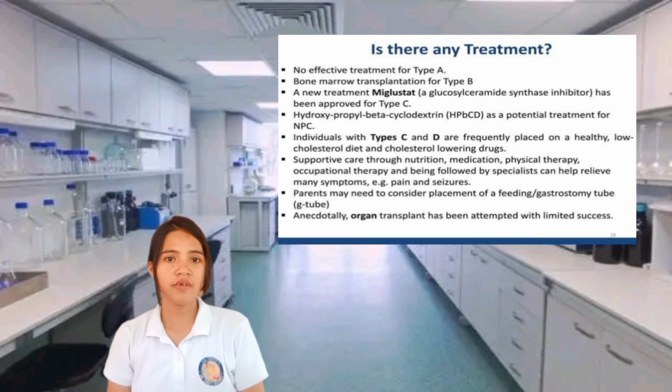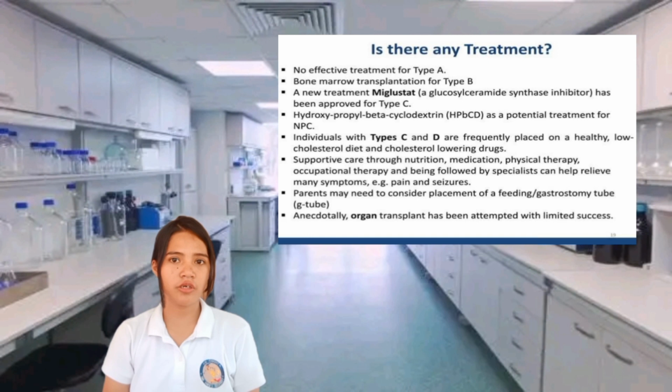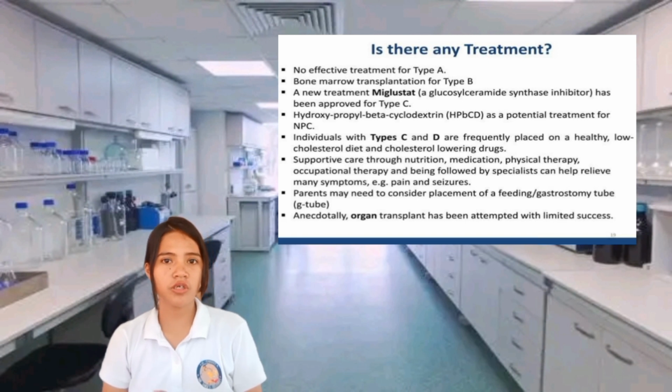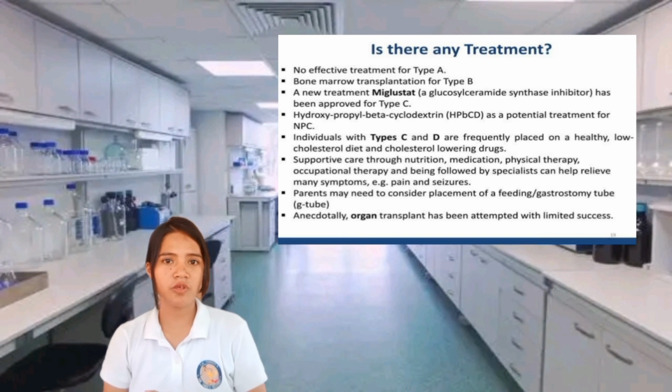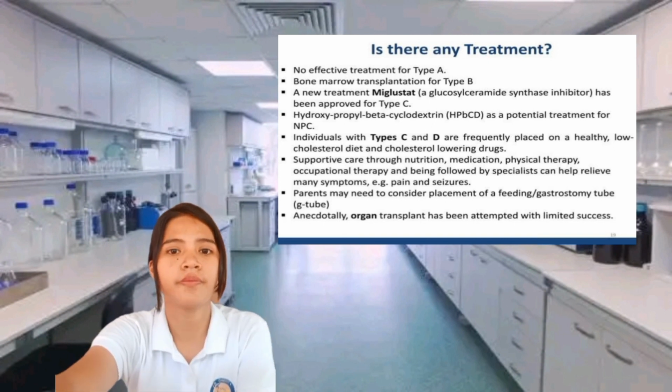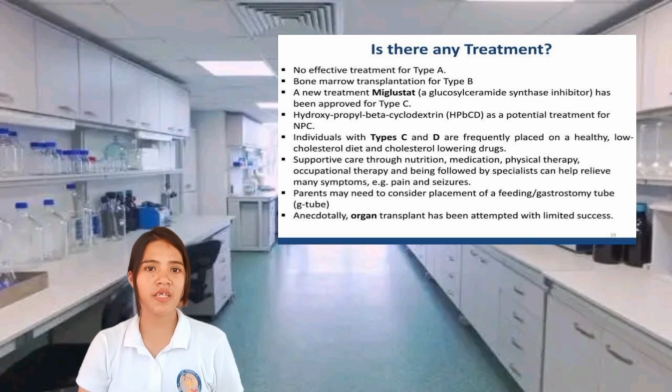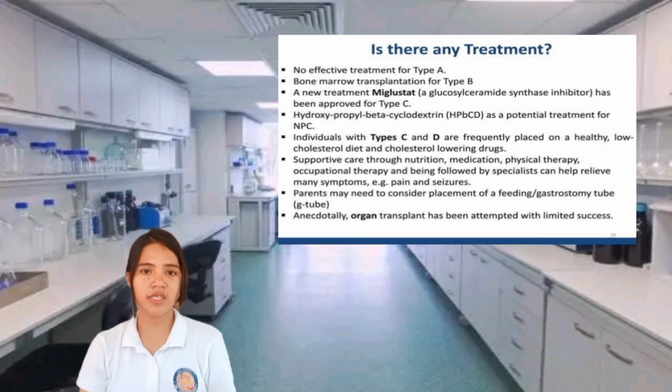Hydroxypropyl beta-cyclodextrin, or HPBCD, is a potential treatment for NPC. Individuals with type C and D are frequently placed on a healthy, low cholesterol diet and cholesterol-lowering drugs. Supportive care through nutrition, medication, physical therapy, occupational therapy, and being followed by a specialist can help relieve many symptoms, for example pain and seizures. Parents may need to consider placement of a feeding gastrostomy tube, or G-tube. Anecdotally, organ transplant has been attempted with limited success.